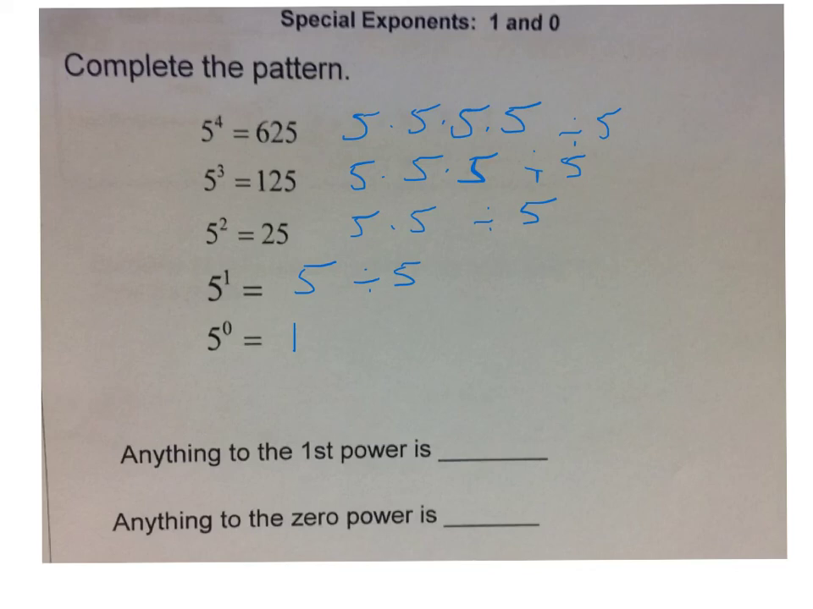Anything to the first power ends up being itself. 5 to the first power was 5. So anything to the first power is itself, or the base. Anything to the 0 power is going to be 1. How cool is that?